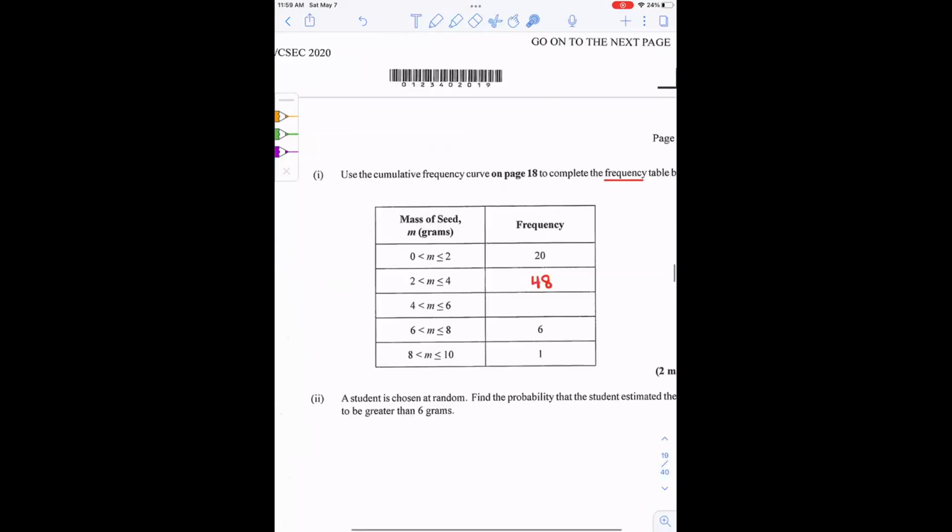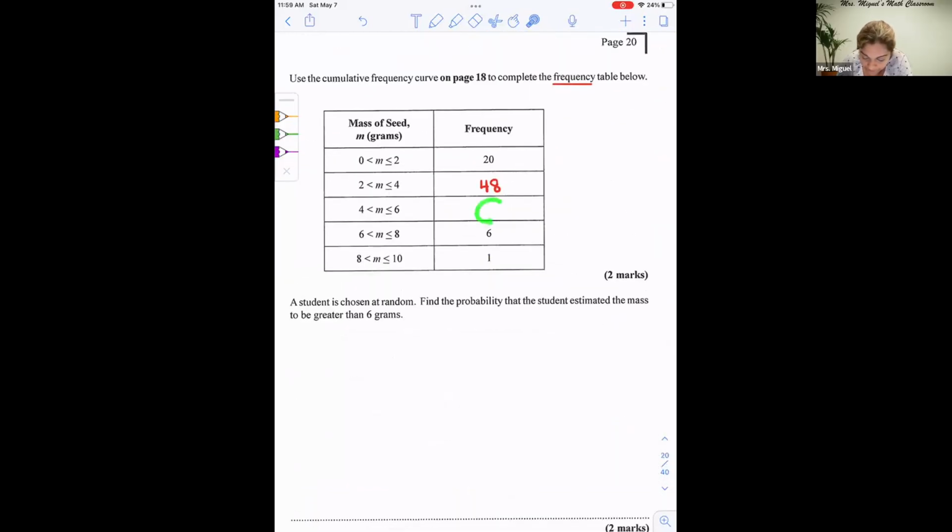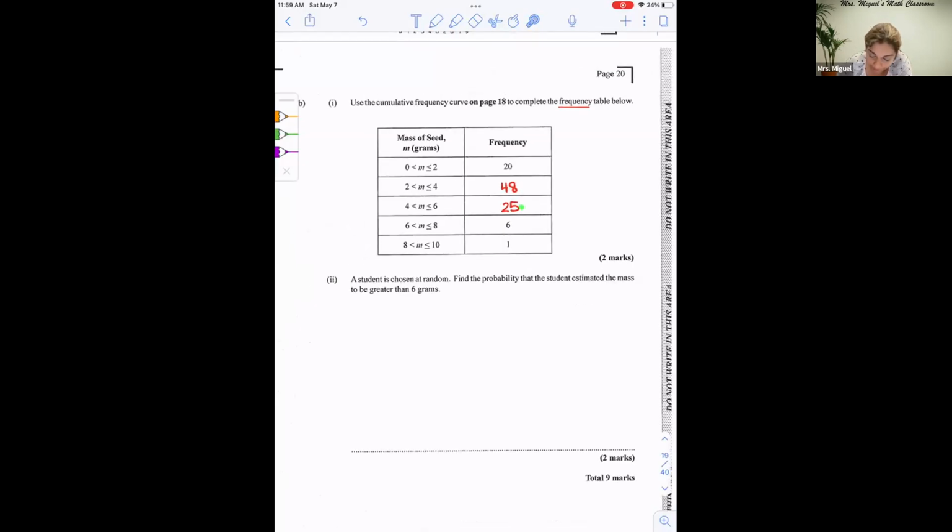How many students in the distribution? 100, miss. 100. So what number should here be if this total is 100? 25. So there was no need to work out anything again. And this is 2 marks. So you get 1 mark here, you get 1 mark here.